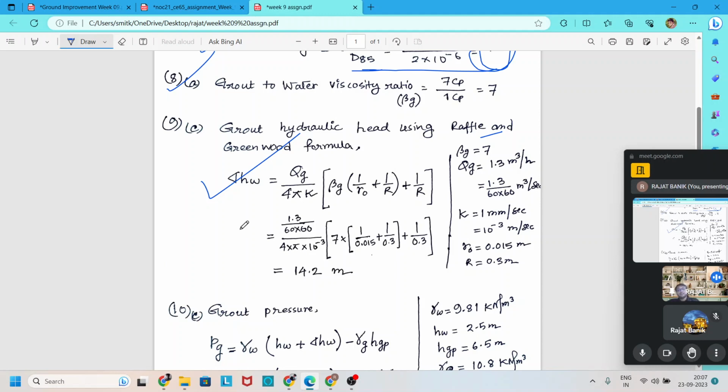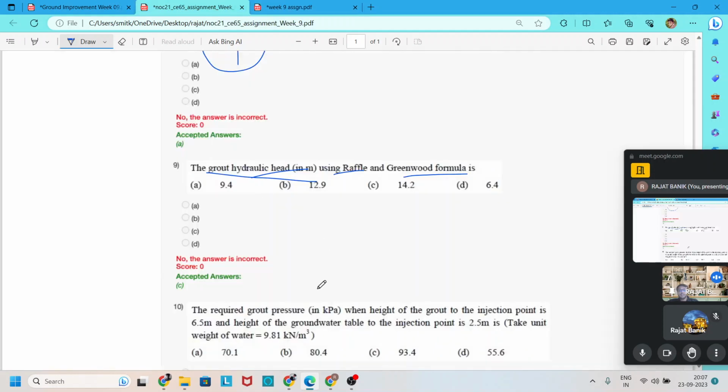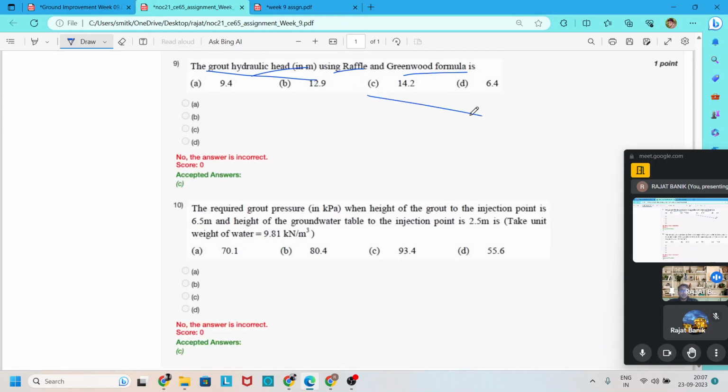After that, when we put all the values from the question, we find that del HW, that means grout hydraulic head, is about 14.2 meter. So the correct option here is option C.